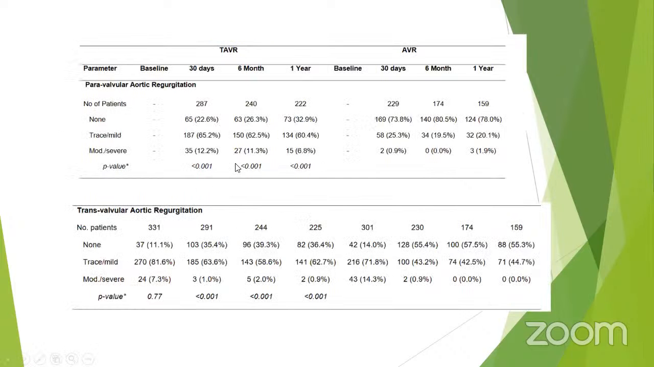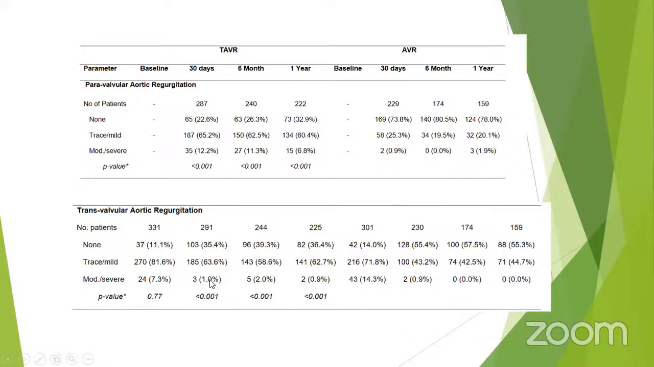This table here shows the echo findings of paravalvular leaks. Again, you can see that in the TAVR group, trace to mild paravalvular regurgitation was found in 65% at 30 days, and at 1 year it was 60.4%, compared to 25.3% in the surgical group versus 20.1% after 1 year.